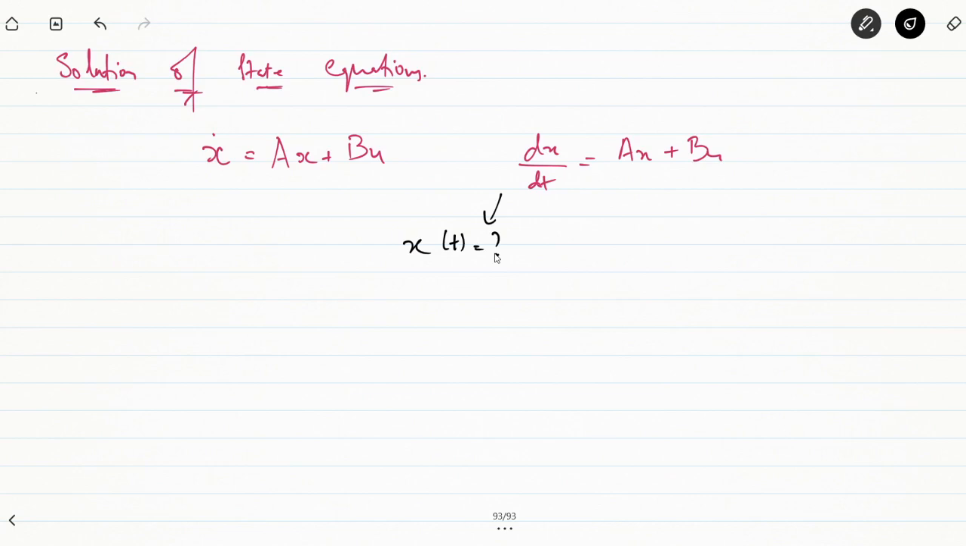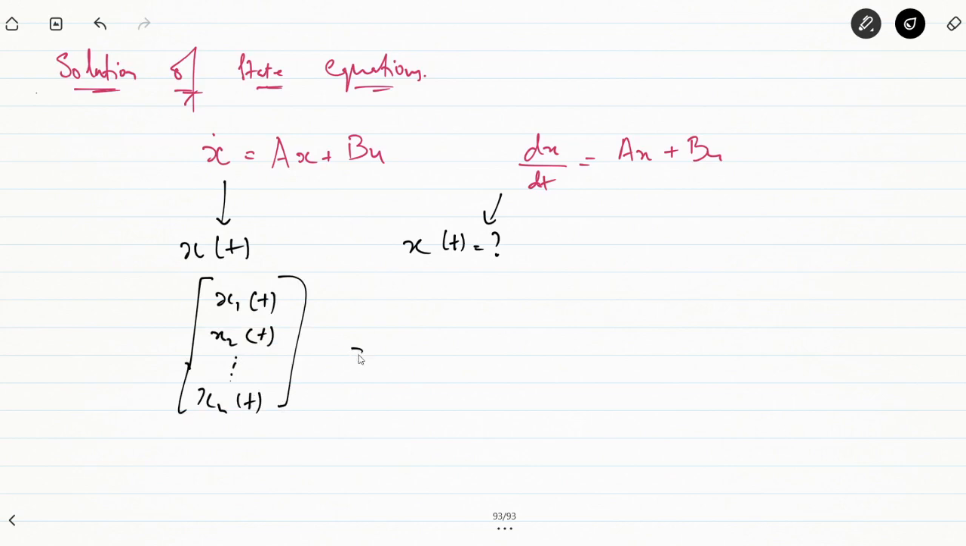So the state space model will also have a solution, and from that solution we'll be able to get the value of x(t). Since x is a matrix, we are going to get x1(t), x2(t), and so on up to xn(t). So you'll be able to say how each and every state is going to behave with respect to time: how state x1 behaves, how state x2 behaves.